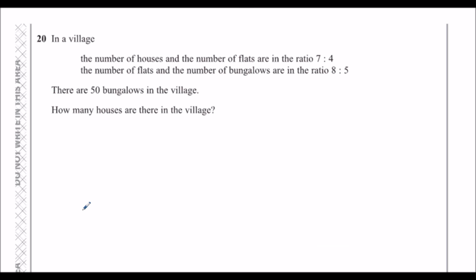Question 20. In a village, the number of houses and the number of flats are in the ratio 7:4. So that's houses to flats, 7:4. The number of flats to the number of bungalows are in the ratio 8:5. Okay, the question says there are 50 bungalows, how many houses are there?